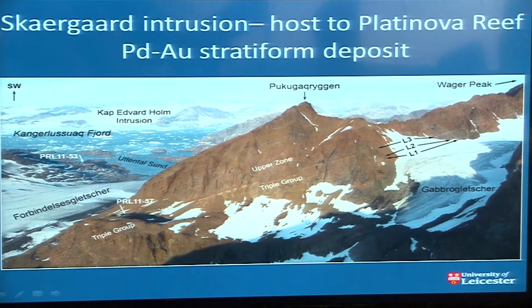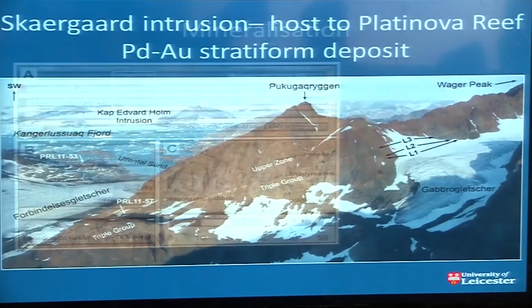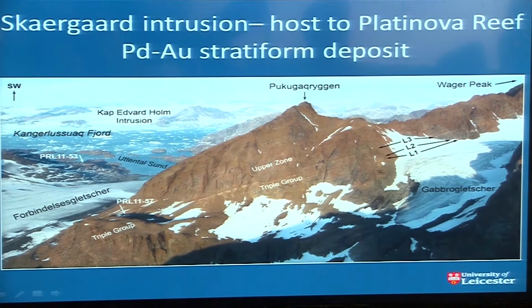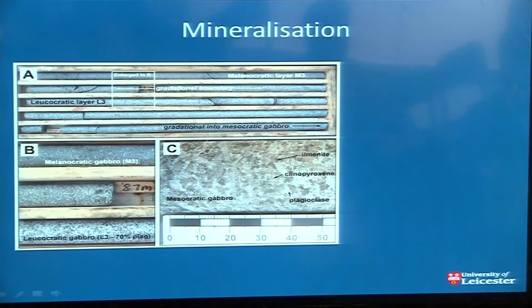You can see the layering coming across here, dipping down towards the fjord there. And it's host to a deposit called the Platinova Reef, which is a palladium gold stratiform magmatic sulfide. Now, whereas that is quite spectacular, in terms of the actual mineralization, it's one of the least spectacular ore deposits that you'll ever see, because the mineralization is just hosted within gabbros.